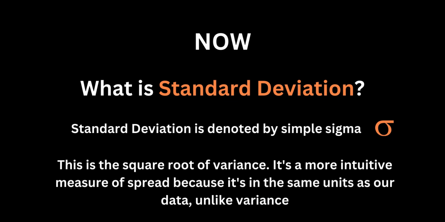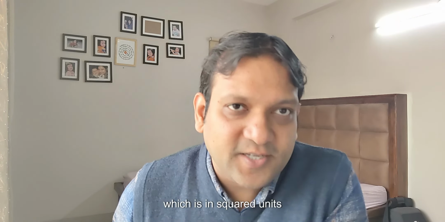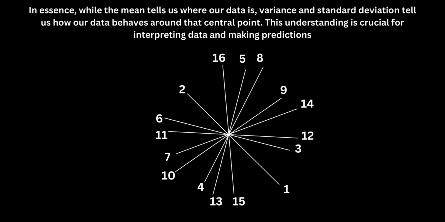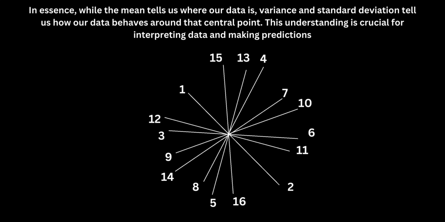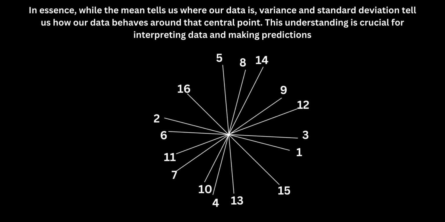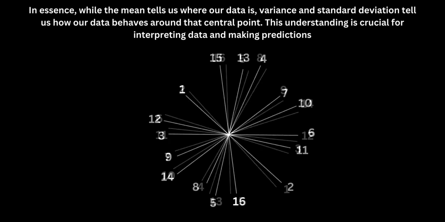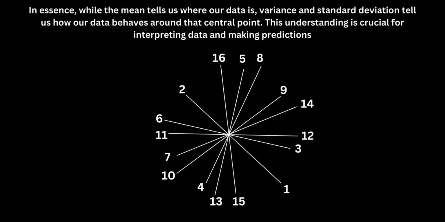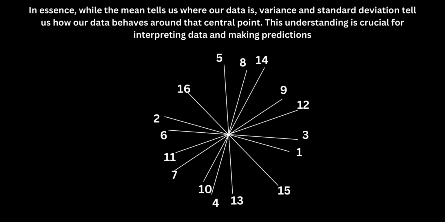Now, what is standard deviation? Standard deviation is denoted by simple sigma. This is the square root of variance. It's a more intuitive measure of spread because it's in the same unit as our data, unlike the variance, which is in squared units. In essence, while the mean tells us where our data is, variance and standard deviation tell us how our data behaves around the center point. This understanding is crucial for interpreting data and making predictions in data science.